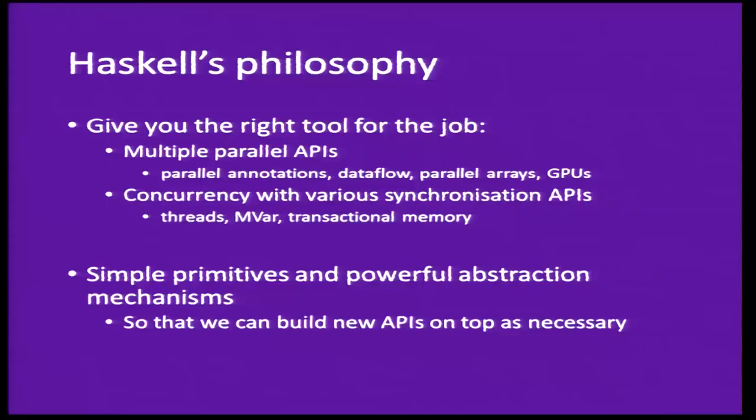So our basic premise in Haskell's approach is that these different approaches, different trade-offs, need different APIs. You can solve the problem more effectively if you're given an API that's more suited to the task. So Haskell's basic philosophy is that we want to give you the right tool for the job. We want to look at your problem: if it's a parallel workload, we want to give you a parallel API that's suited to that job. So Haskell has multiple parallel APIs. We've got something called parallel annotations, data flow, parallel arrays, and we can run on GPUs as well. There's a whole swathe of these things, and each of them tends to be suited to particular classes of task.